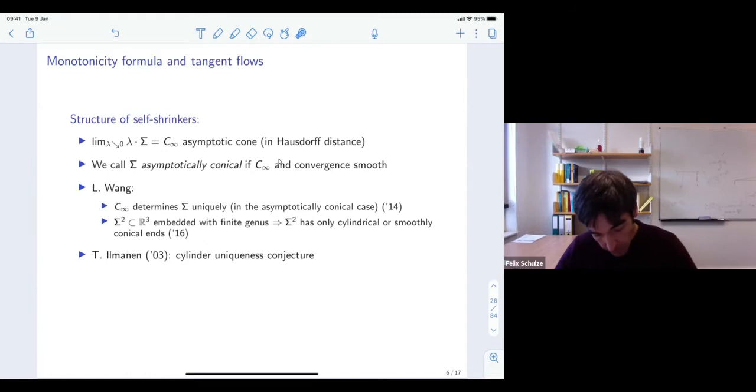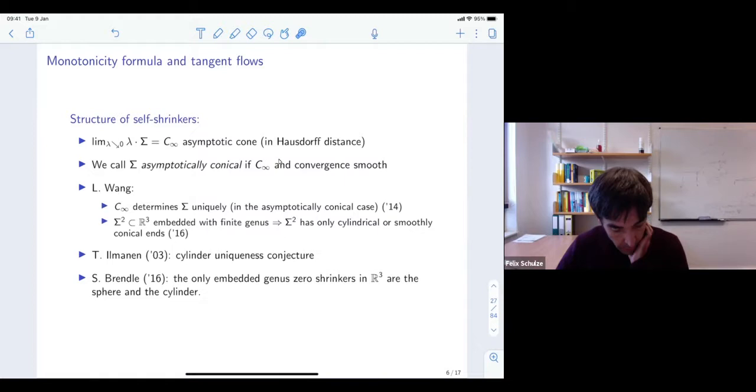Another important result is due to Simon Brendle in 2016. Now you have to remember this picture we had of the desingularization. There's a lot of genus sitting there. You need to drill a lot of holes to get this shrinker. The question is, if you have no genus, and this also answers an earlier conjecture of Tom, then the only embedded shrinkers in R3 are the sphere or the cylinder. There's nothing else. That, for example, means if you have an asymptotically conical shrinker, it always carries genus. So there's no asymptotically conical shrinker without genus. That's important for our stuff later. More or less, asymptotically conical singularities carry some energy which you can quantify in genus.